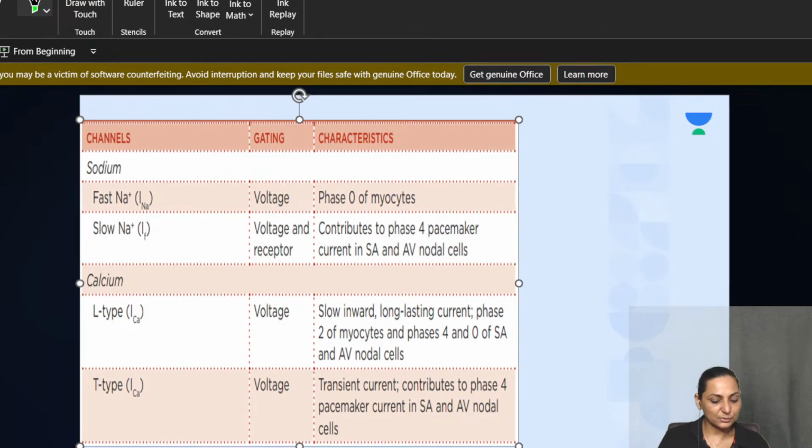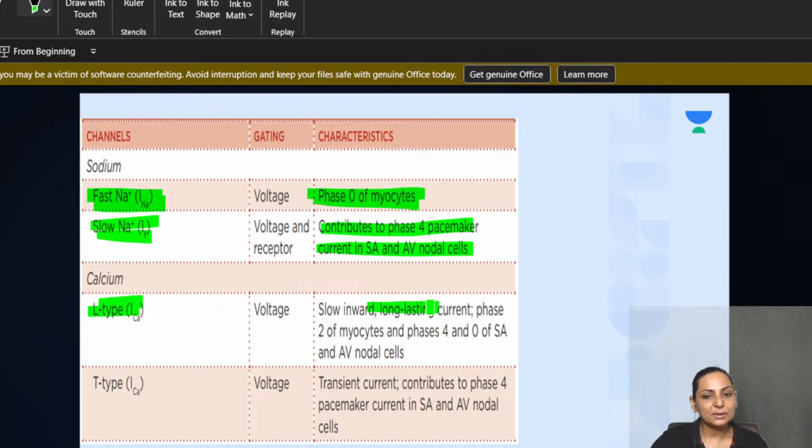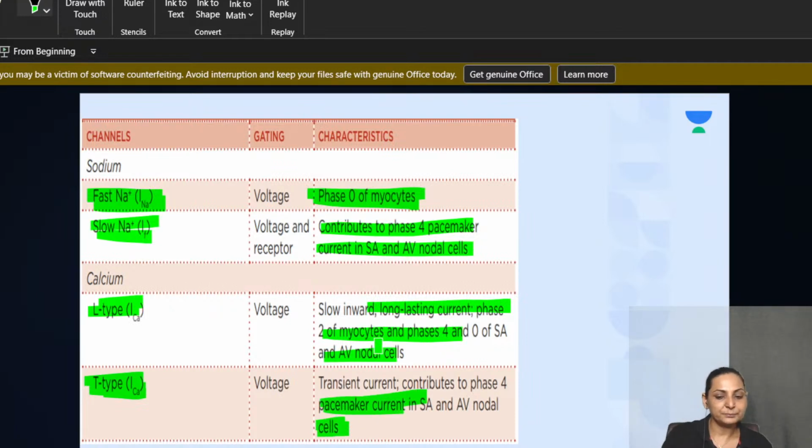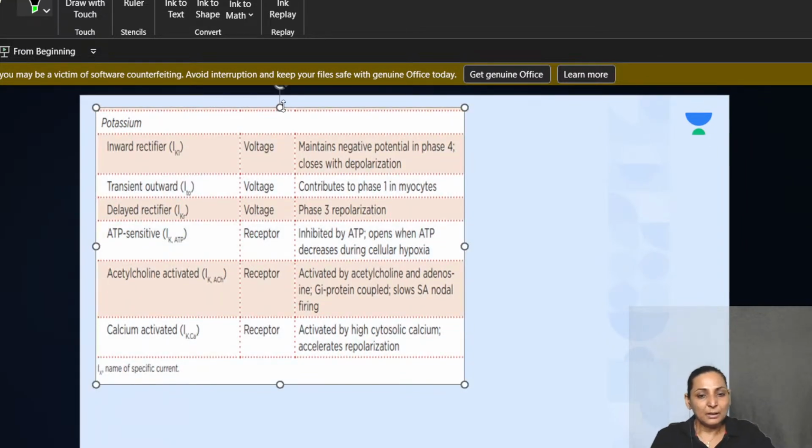In the cardiac muscles, okay, fast sodium channels are responsible for phase 0, that is depolarization. Then the funny sodium channels contribute to the pacemaker potential in the SA node. In calcium, you've got long lasting calcium channels that are responsible for the plateau phase, and there are also transient calcium channels that are responsible for the pacemaker potential in the SA node. Then you've got lots of potassium channels, right?